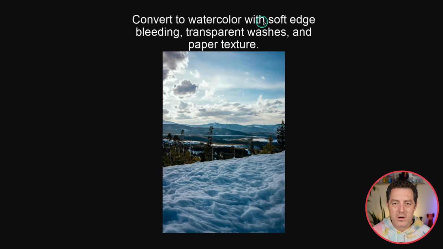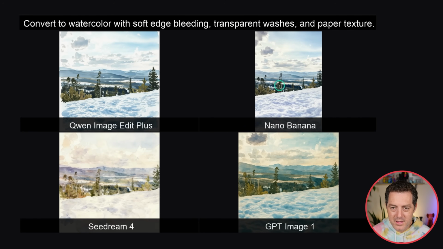Next, convert to watercolor with soft edge bleeding, transparent washes, and paper texture. Here we go. This one really didn't transform at all. Nano Banana doesn't look much different at all. GPT Image 1, very impressive. This one looks really good. Seed Dream 4, also very good. And Qwen Image Edit Plus, also very good. I think it's either going to be Qwen or GPT Image 1. I'll give it to Qwen Image Edit Plus this time.